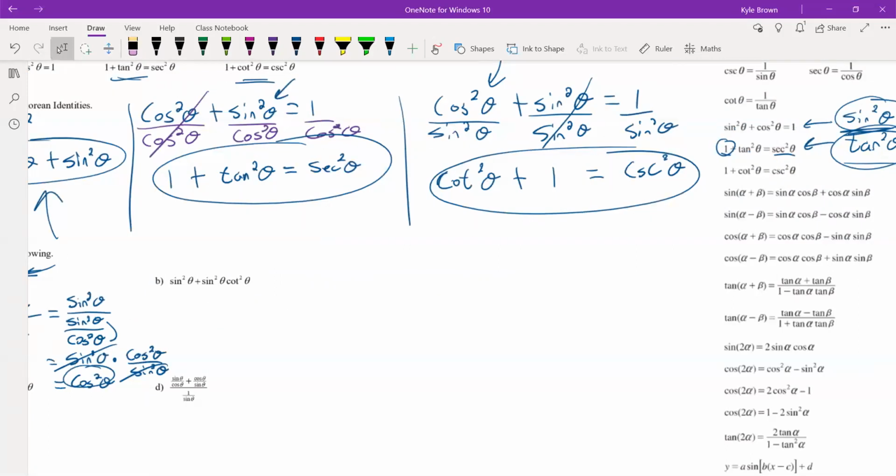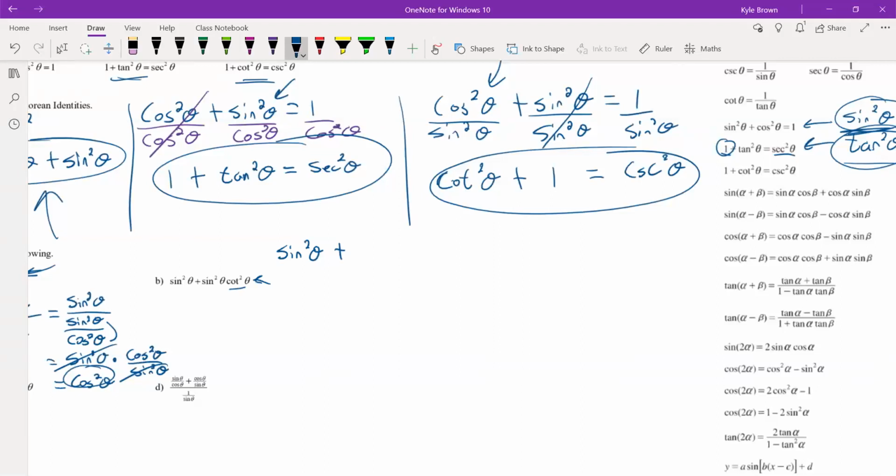Sine squared theta plus sine squared theta times cotan theta. So, okay, let's write it out again here. So I've got sine squared theta. Can't really do much with that. You could do whatever you like. There's lots of options here, but I'm gonna leave it like that for a second. I'll say that plus. Now, let's just rewrite this cotan in terms of sine and cos for a second. Let's see if we can do anything with this.